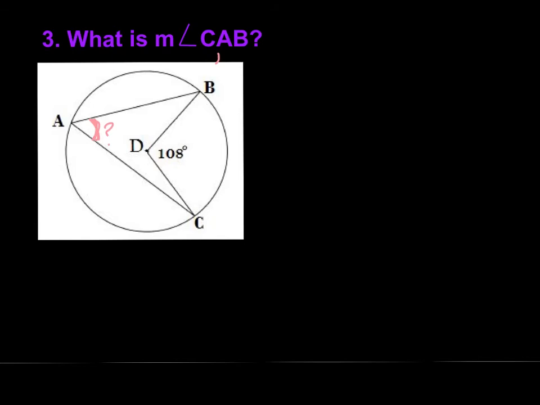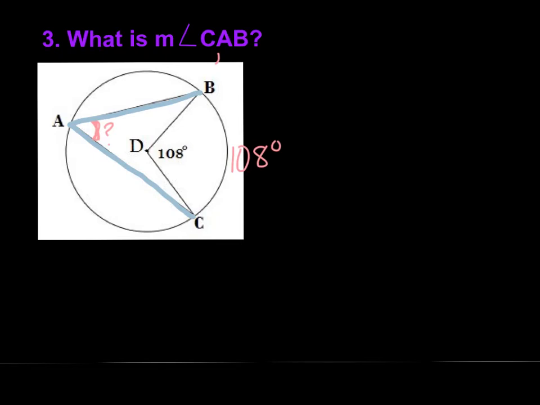Okay, so by looking at the picture, we can see that we have a central angle, right? We can see that angle BDC is a central angle. And again, we know that a central angle and its intercepted arc have to be exactly the same. So then arc BC is going to be 108 degrees. So we're going to use this information to help us find the measurement of angle CAB.